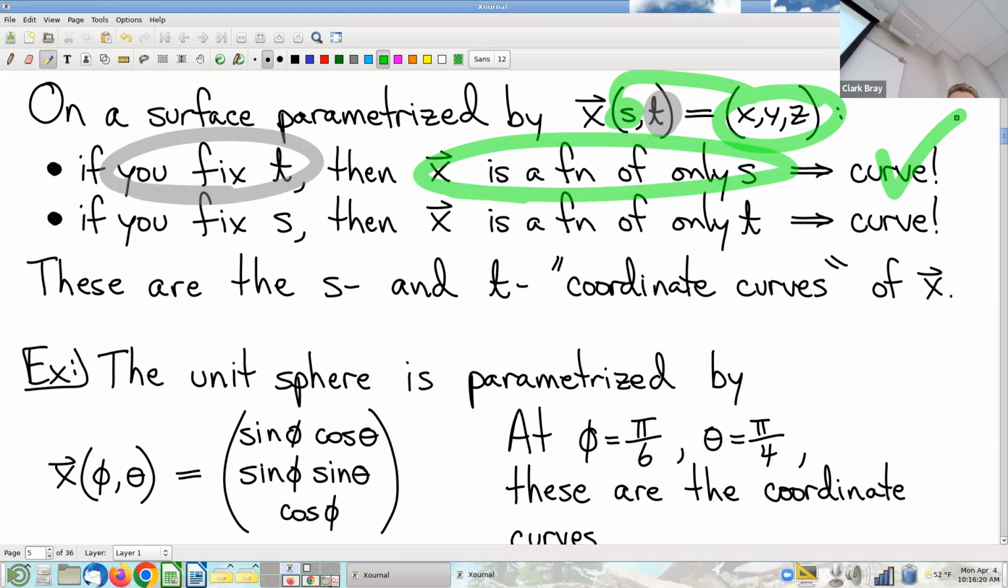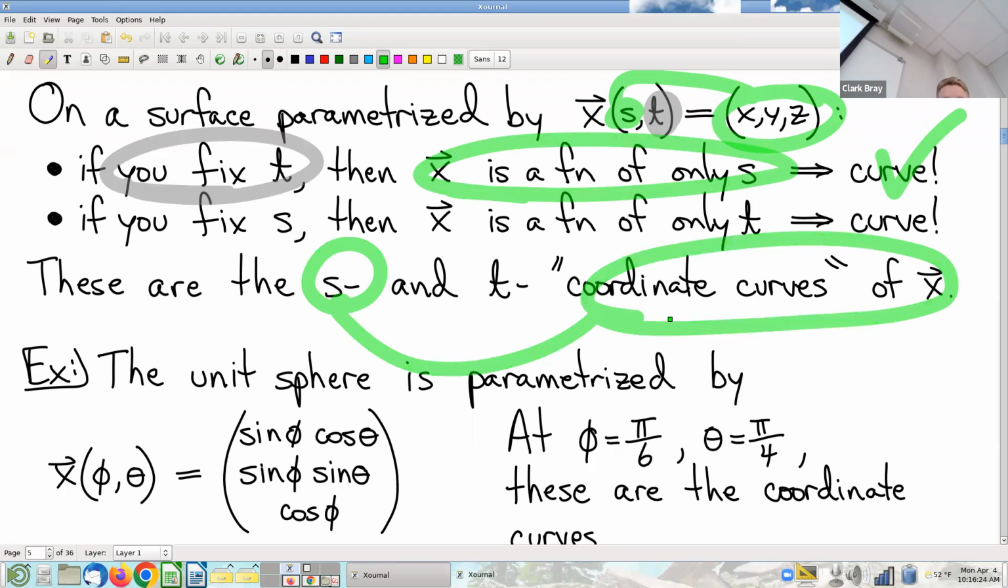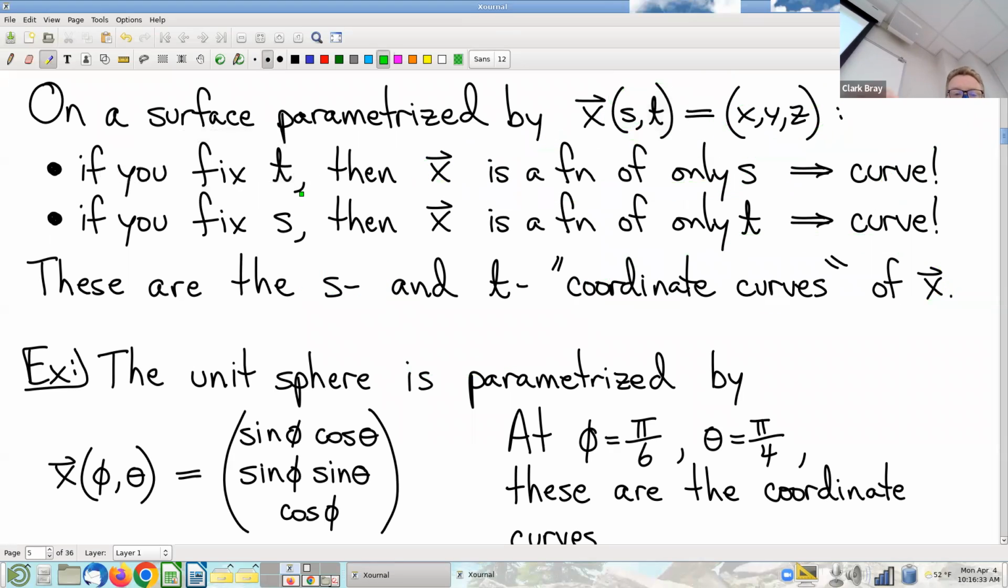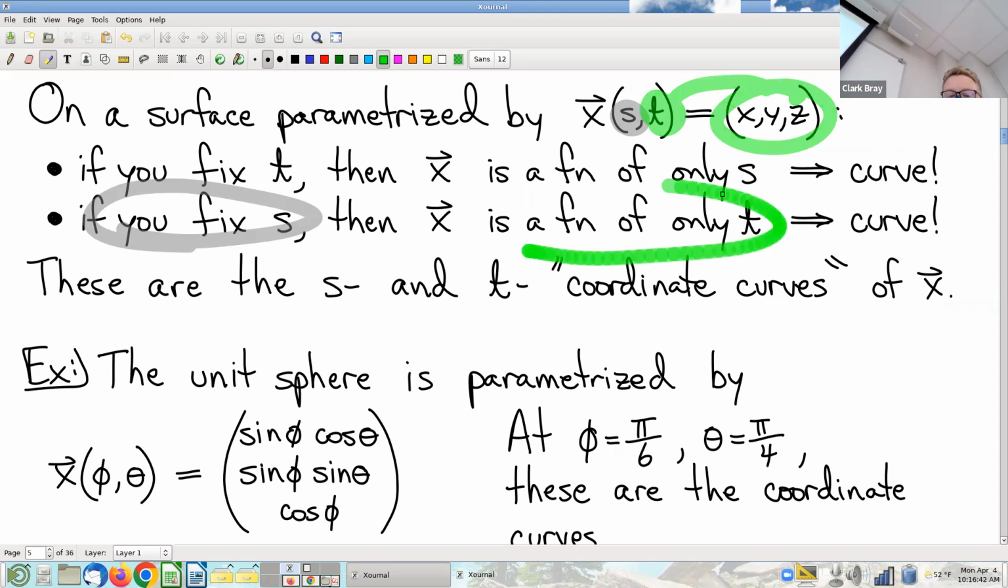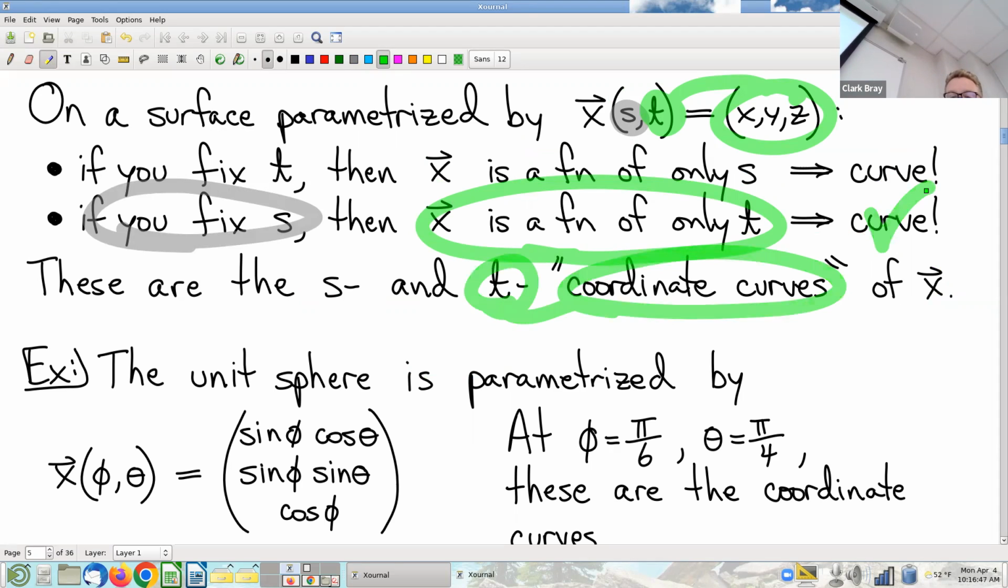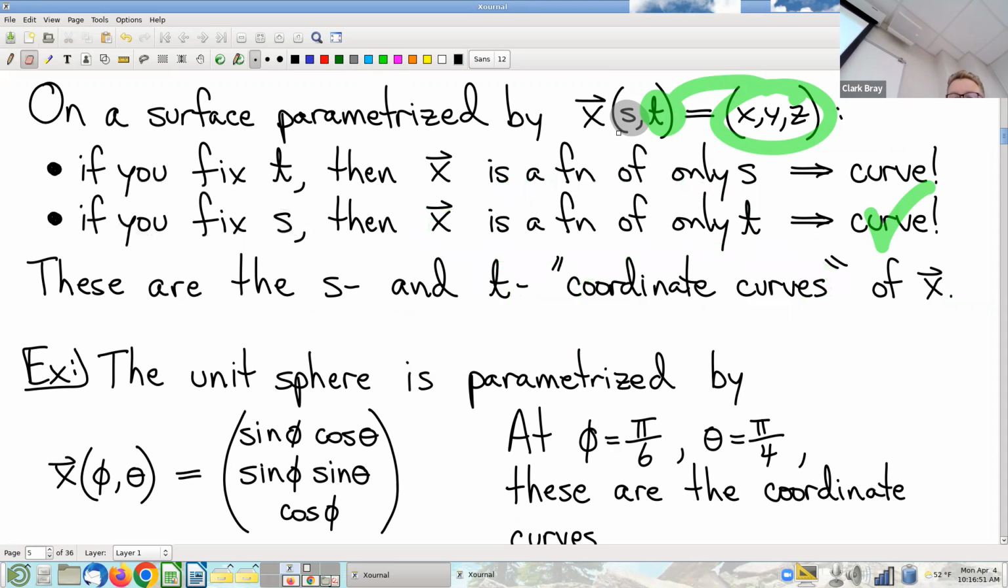So this is called the S coordinate curve of that surface. A pretty easy idea, really, if you think about it. And likewise, if you do it the other way, if you fix S, keep that rigidly fixed, now we have position as a function of just T. And so that's called the T coordinate curve of that parametrization.